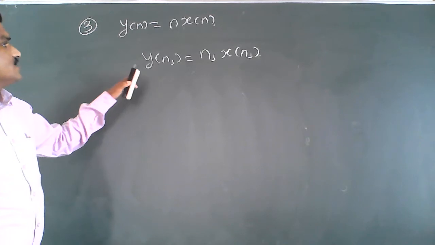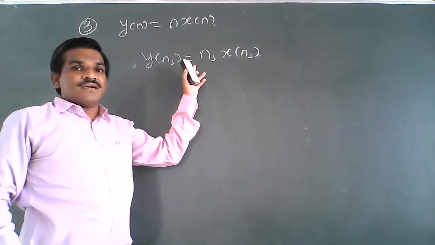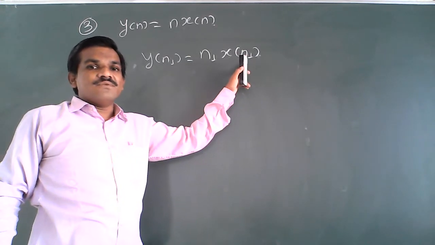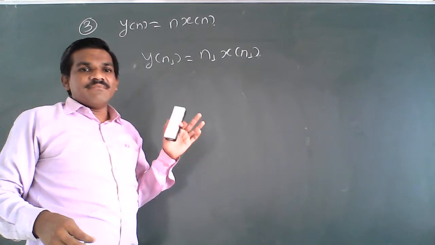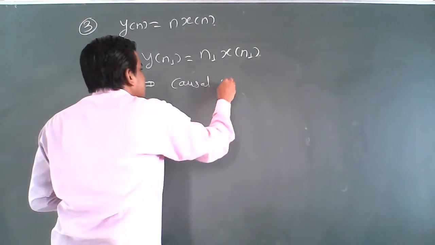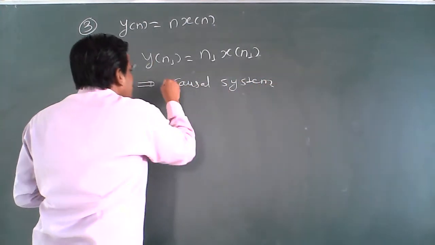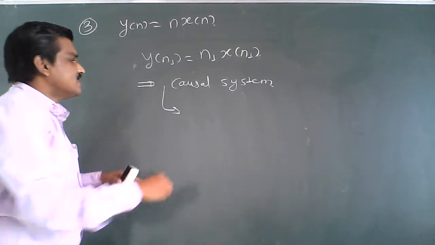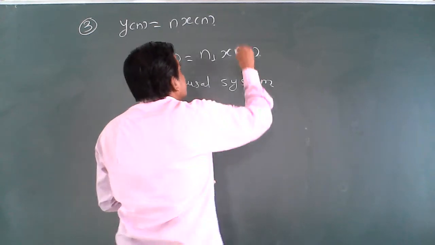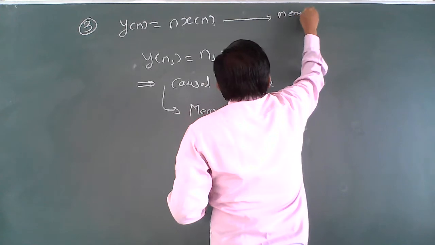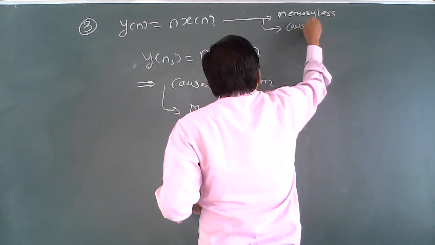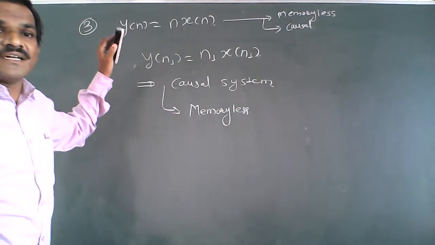So you can see that the output y of n1 depends upon the present value, that is x of n1. So by the definition of causality and memoryless systems, this particular system is a causal system. Also this particular system is a memoryless system. This particular system is memoryless and causal.